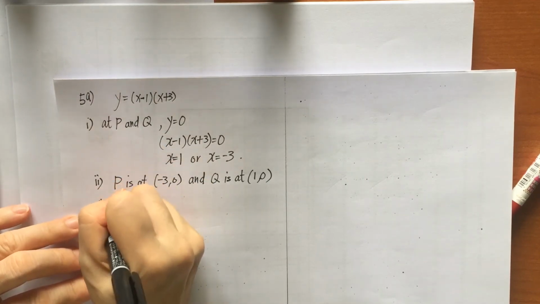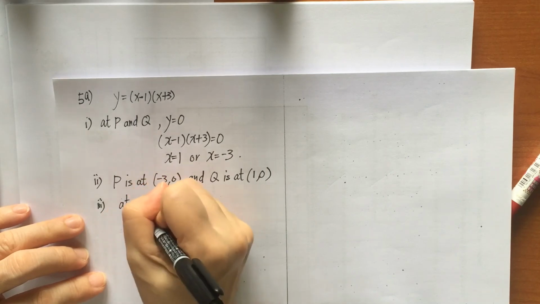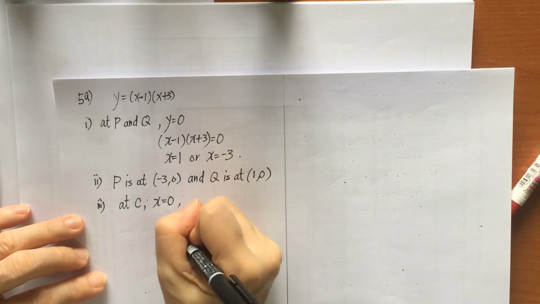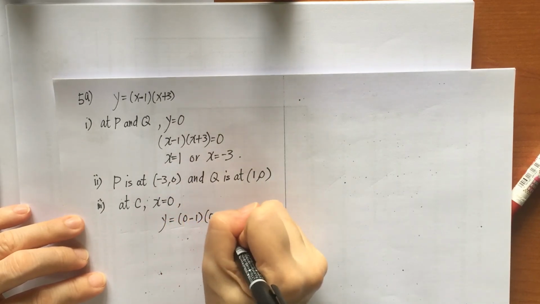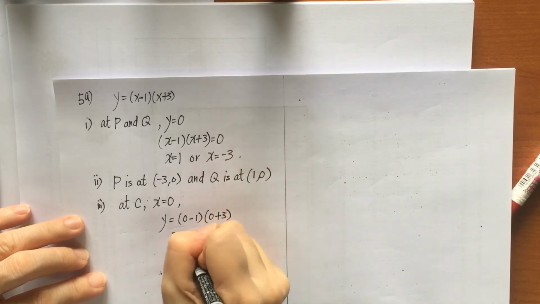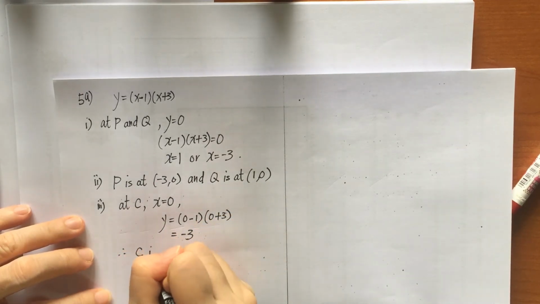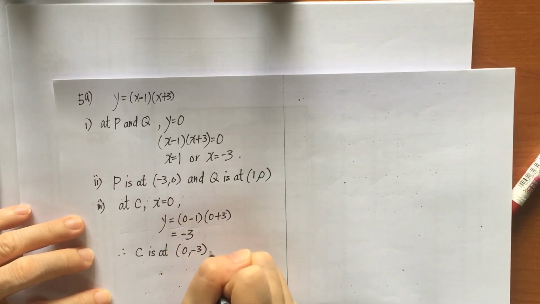Next one, part 3. What are the coordinates of C? Coordinates of C, that means at C, x is equal to 0. So we have y equals 0 minus 1 times 0 plus 3. So we have negative 3. So therefore C is at 0 and negative 3.